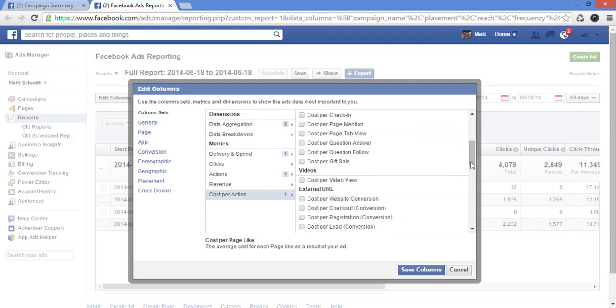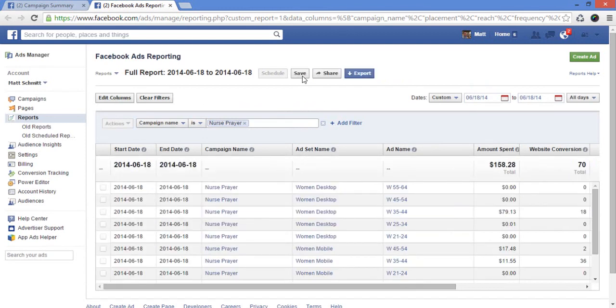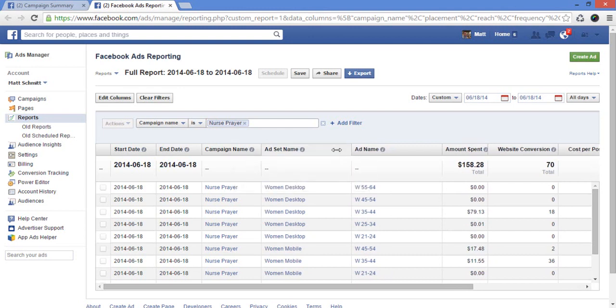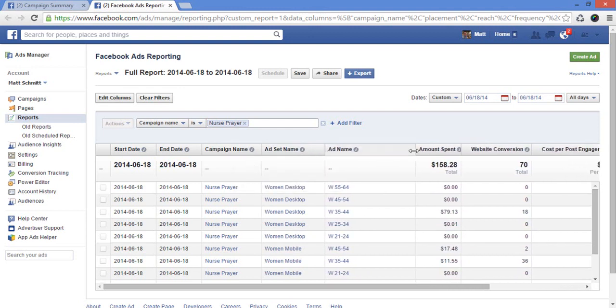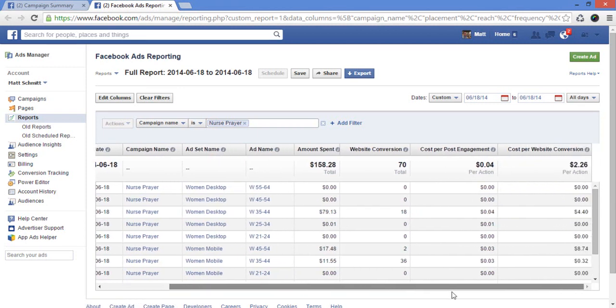So let's go down here to the next step, cost per website conversion. And that is it. So let's save our columns. A couple things to note here. It's got my ad sets here and my ads. So we have our name for our ad sets, and we also have our name for our ads. The reason I took placement off of there is because we build placement into how we structure our ads.